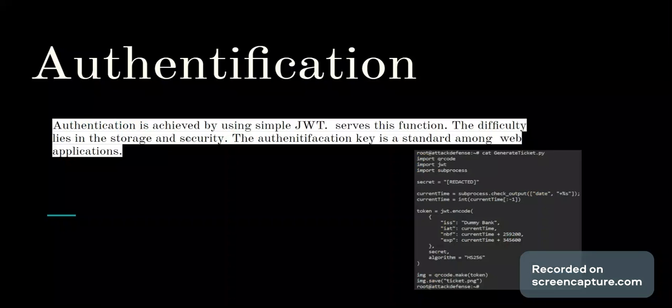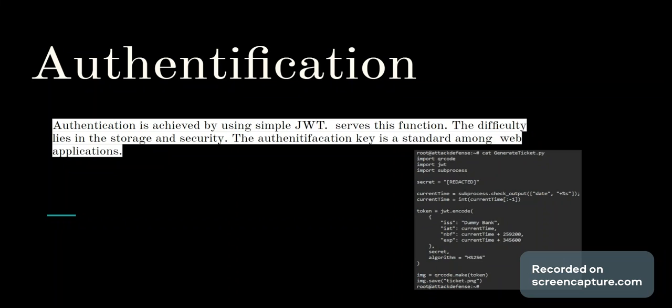Now, authentication is achieved by JWT, which serves this function. There were not too many issues we had with JWT. We use a token, we use SHA-256 encryption, and we imported JWT. This is a different addition to what we actually use. This is code I had previously done.